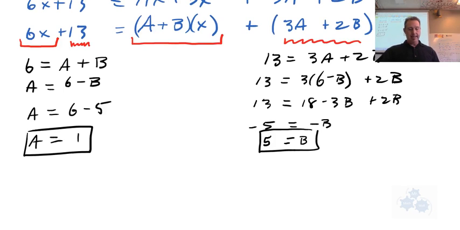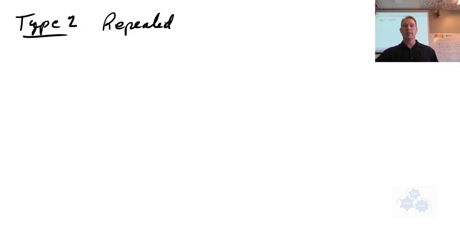All right. Now, are you ready for type 2 then? Let's do an example from type 2. This is so much fun. So this is teacher fun, not student fun. This would be type 2. I'll write this. Type 2. We're going to call this repeated linear factors. Okay? And so here's the example like this.